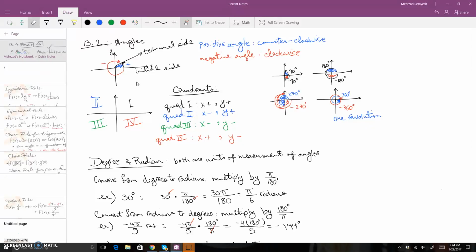Okay, so this one, I guess this was the first lesson, but the text that you sent me didn't come in order. So 13.2, which is teaching what the angles are.